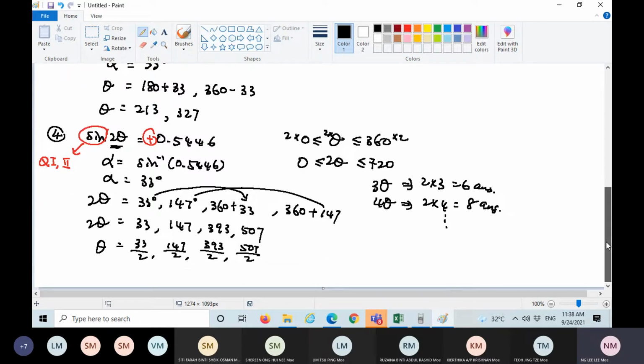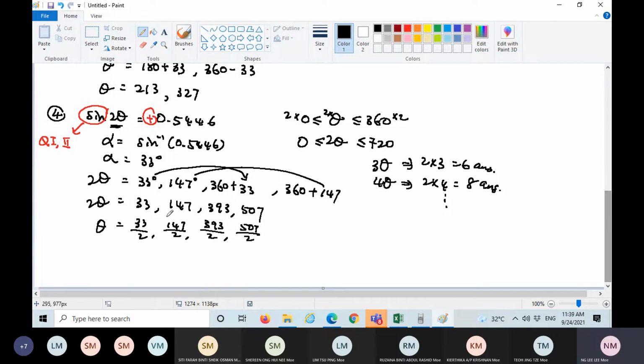Do more exercise lah. Hope by then you can remember. Okay, then each of these divide by 2 and get the answer.